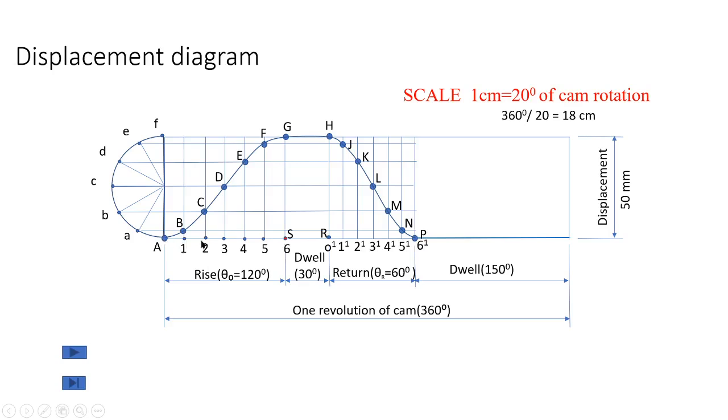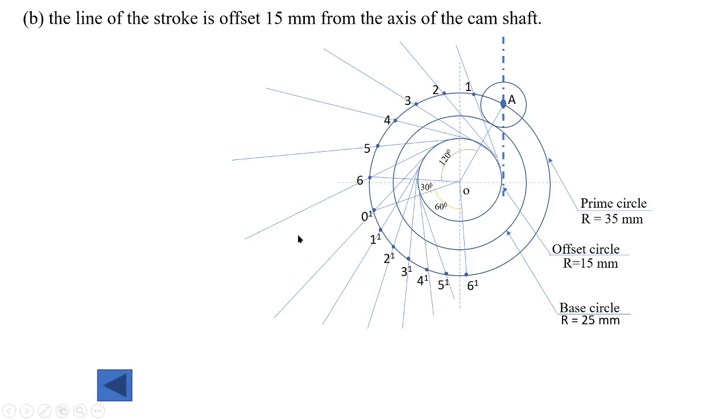When it rotates through 40 degree, this is the corresponding displacement of the follower. Measure this distance and transfer it to the corresponding line and name the division points. Whatever names you gave there, I am using the same names here. Similarly, in the return stroke also I have measured all the distances and transferred them to the corresponding line.